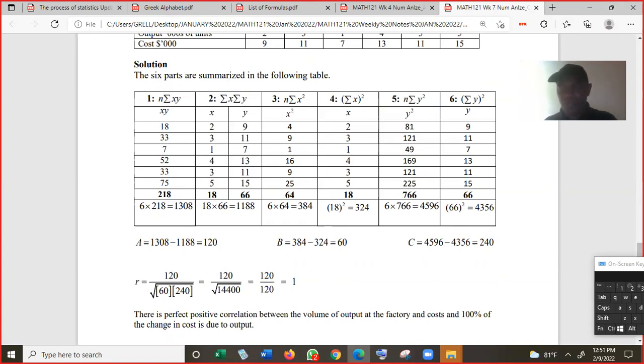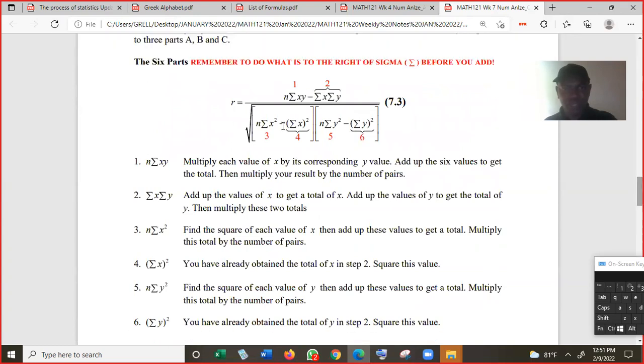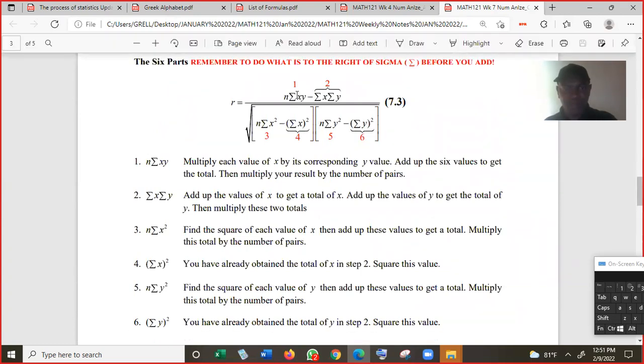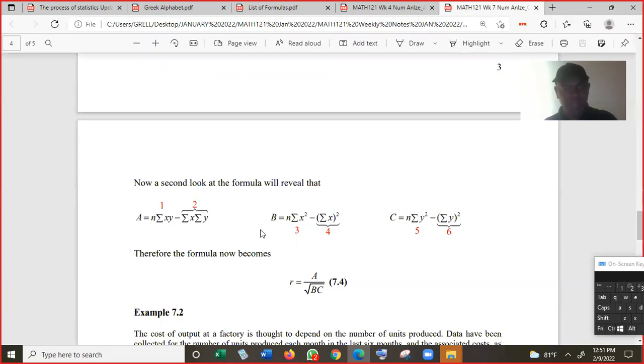Because if you look at the formula, it has 3 subtractions in it. 1 in the numerator and 2 in the denominator. 1 minus 2, 3 minus 4, 5 minus 6. So instead of substituting 6 long numbers, we can substitute 3 numbers. Okay, so let's find A, B, and C. A is number 1 minus 2, B is number 3 minus 4, C is number 5 minus 6. Okay, so let's do that there to simplify things a little bit. Let's find A, B, and C.